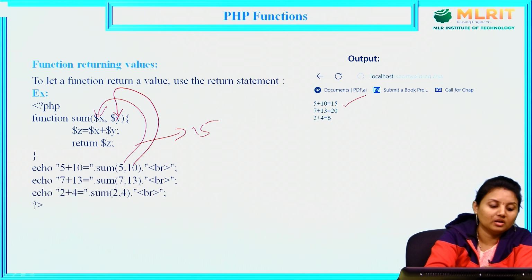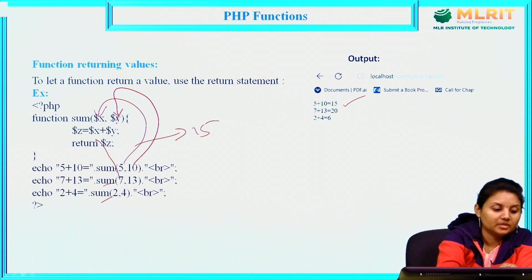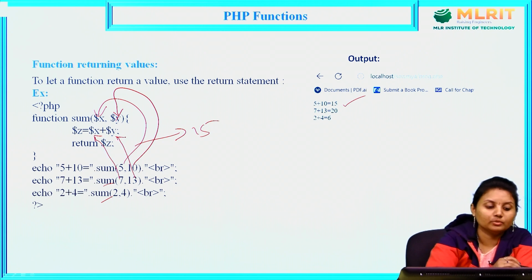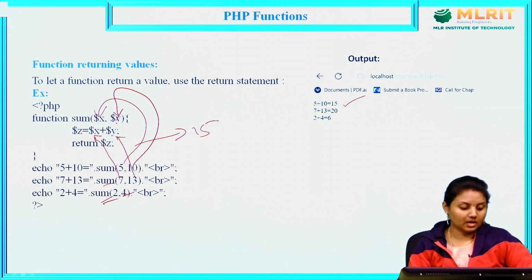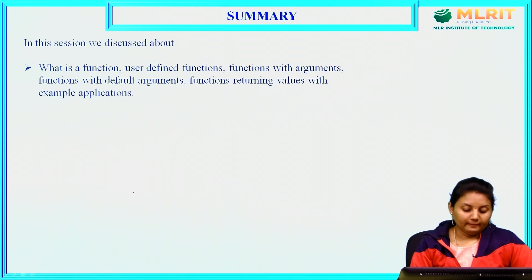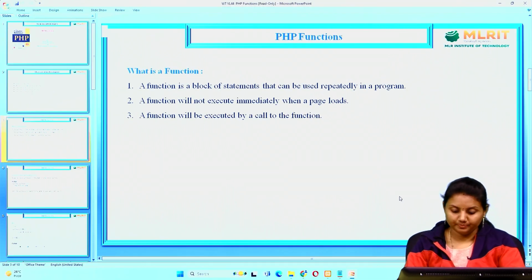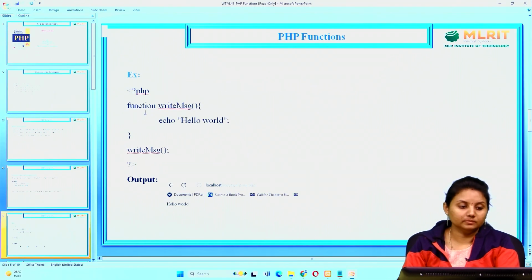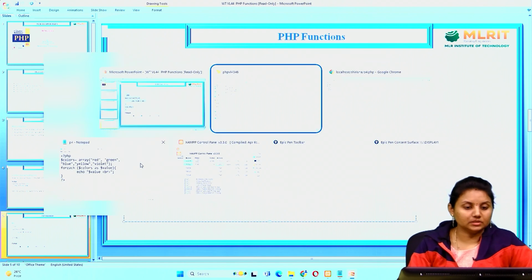Similarly, when you are calling the sum for the second and third time with various input values, 7 will be assigned to x, 13 to y, and you will get 20. Similarly, 2 to x and 4 to y, and you are getting 6. So this is the use of the return statement. We'll see along with the examples. We'll execute a simple function, followed by the arguments and return statements.